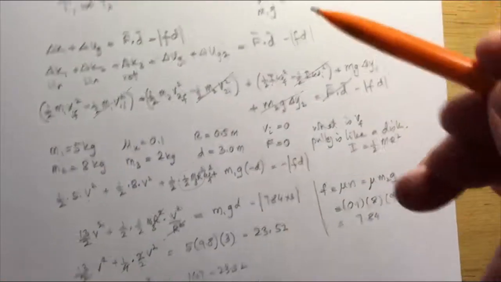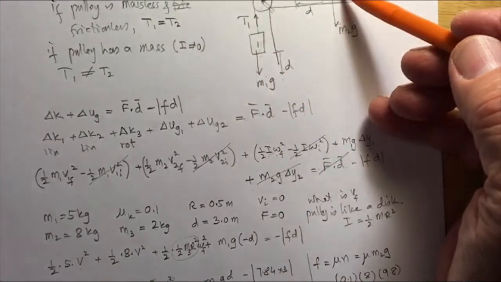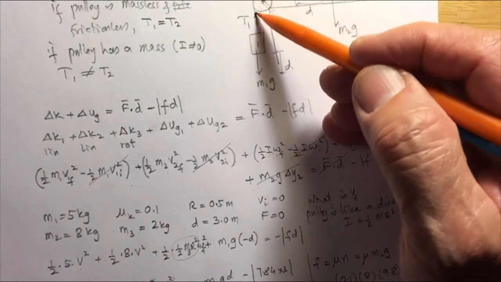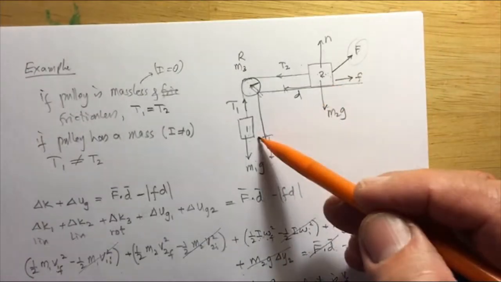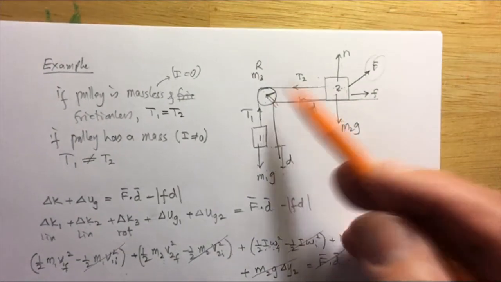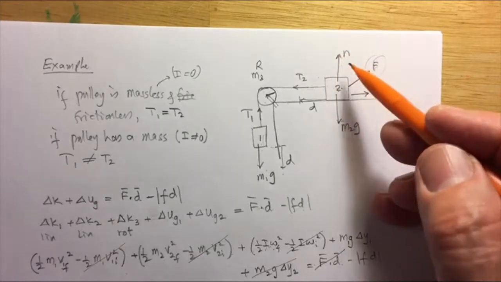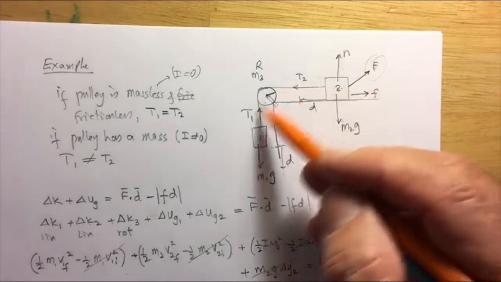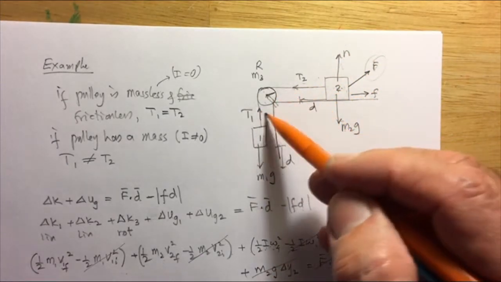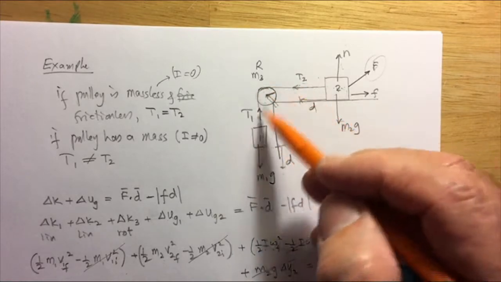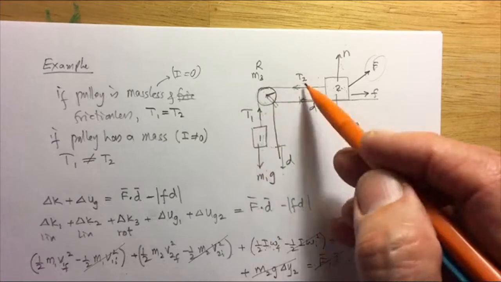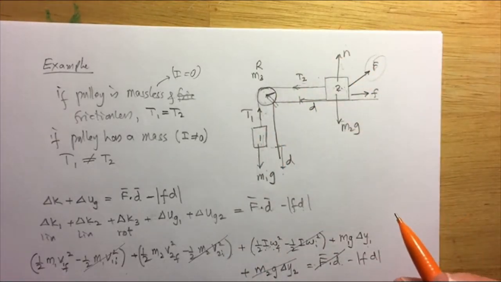And the thing you need to remember is there are two kinetic energies and a third kinetic energy, which is rotational. So two linear kinetic energies and a rotational kinetic energy. And if there's a force, then the normal force will be different. And T1 is not equal to T2. Whenever there's a mass in the pulley, T1 is not equal to T2, and you need to have them separately.